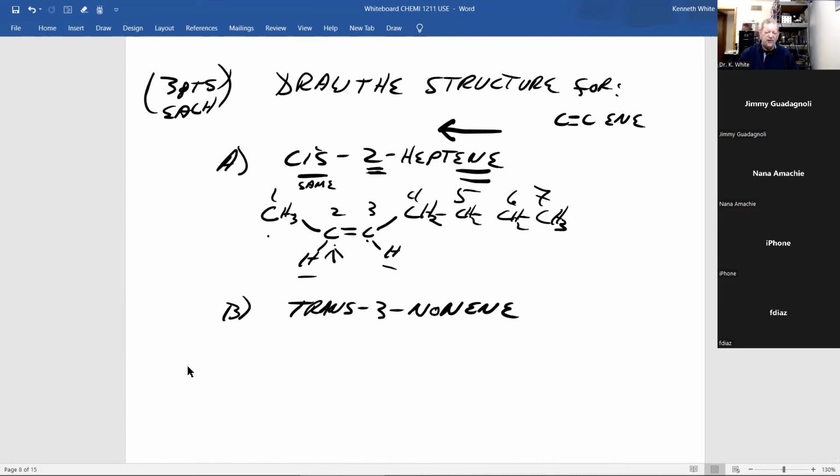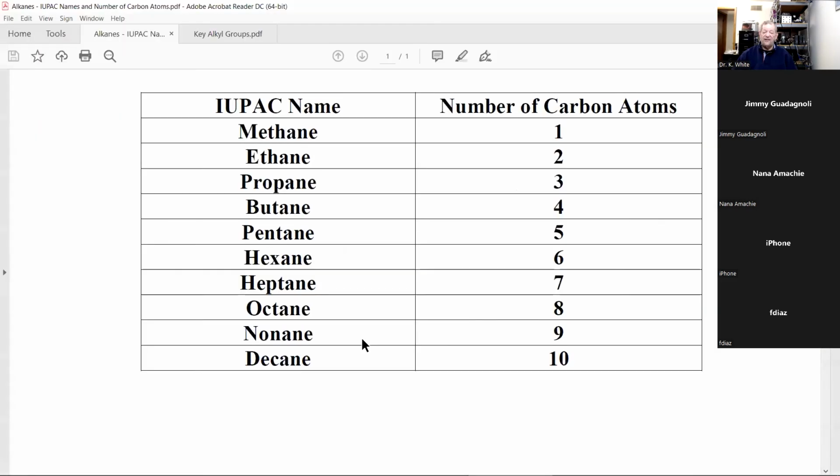And here's one for you to try. Trans-3-nonene. Now, in case you don't know the alkanes table, hint, you should. Notice nonane, hint.